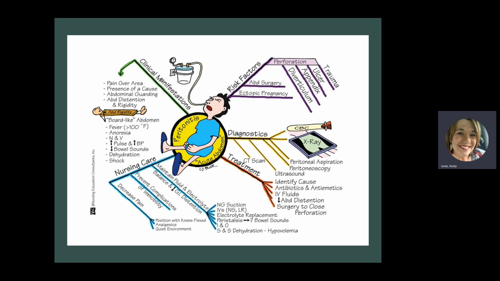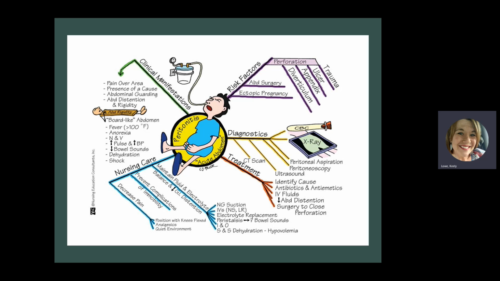Overview of what we talked about, peritonitis: rigid, board-like abdomen, severe fever, increased heart rate, increased blood pressure, decreased bowel sounds. Patients can have dehydration and shock. Again, we have ruptured that area, there are lots of blood vessels, and we're going to be losing fluid.